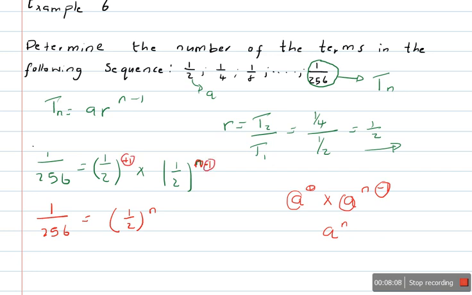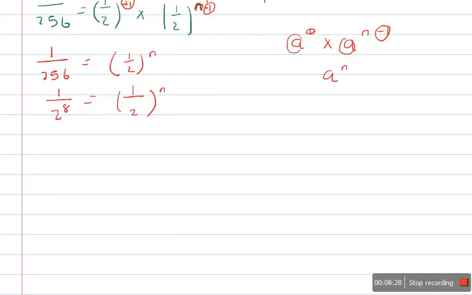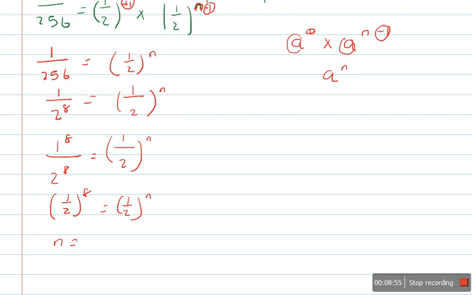Now this one is 8, right? So 1 over 256 can be written as 1 over 2 to the power of 8, equal to 1 over 2 all raised to the power n. We know that 1 raised to the power 8 is simply 1, so you can say this is 1 to the power of 8 over 2 to the power of 8, because 1 remains the same whichever power you raise it to. So this is equal to 1 over 2 all raised to the power of 8, equal to 1 over 2 all raised to the power of n, and then n will be 8.